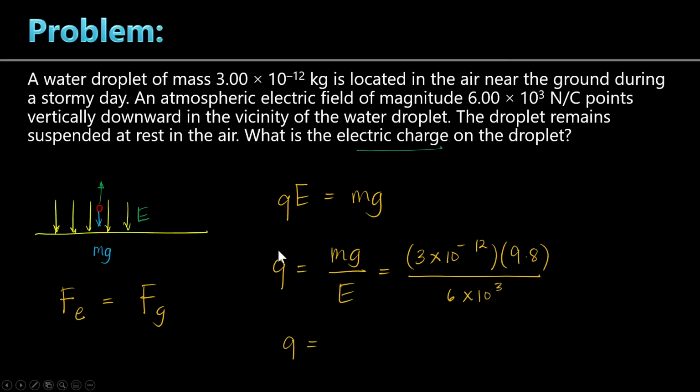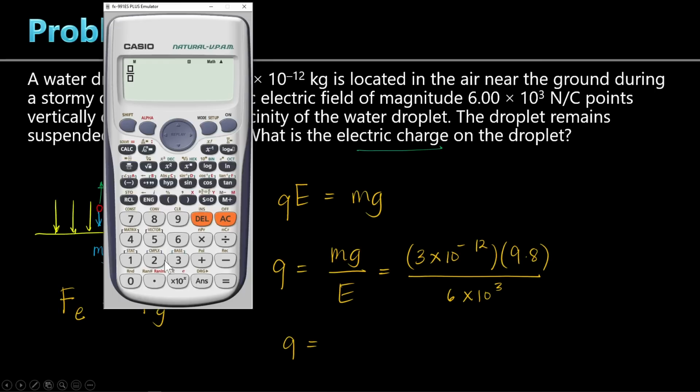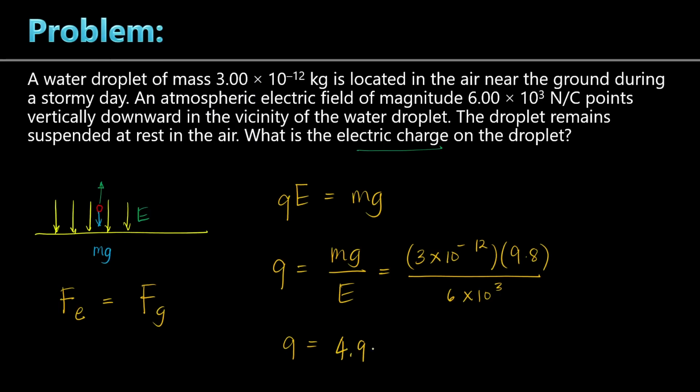Okay. So, yung magnitude ng charge, makukompute natin sa calculator. Fraction sign, 3 times 10 raised to negative 12 times 9.8 divided by 6 times 10 raised to 3 equals, ayan, meron tayong napakaliit na amount ng charge, 4.9 times 10 to the negative 15. So, this is in coulombs.